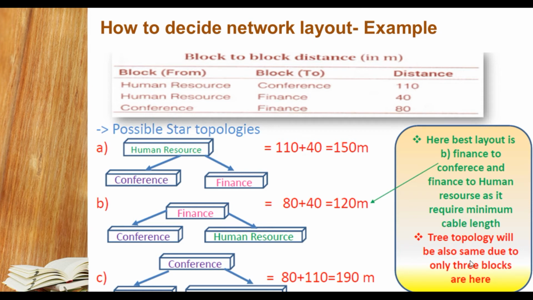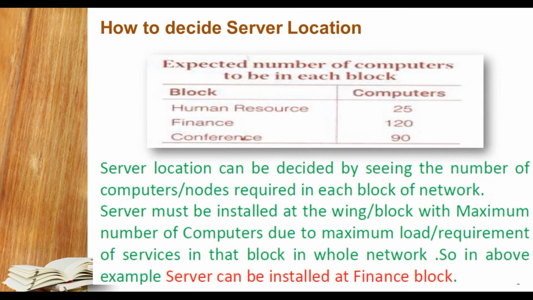Tree topology will also be good since there are only 3 blocks here. You can see that it looks like a tree topology. As I have told you, most cases use the star topology. If suppose 4 blocks are there, it can form a star topology or tree topology with one of them as a child. So we will try to convert our layout into a star topology or tree topology. And now, how to decide the server location.